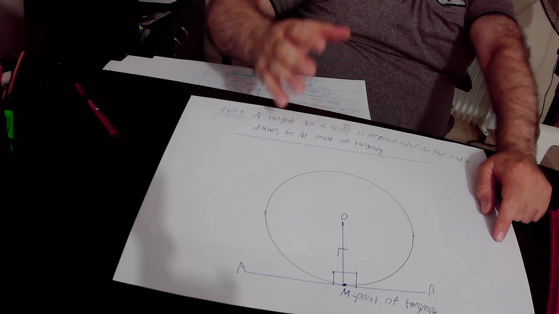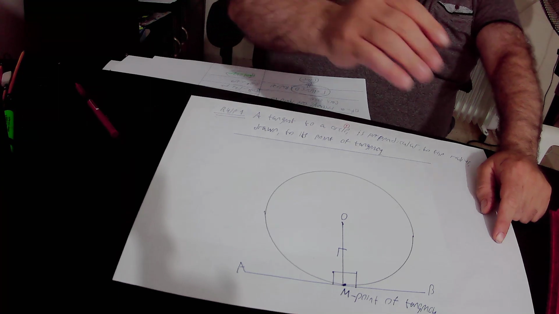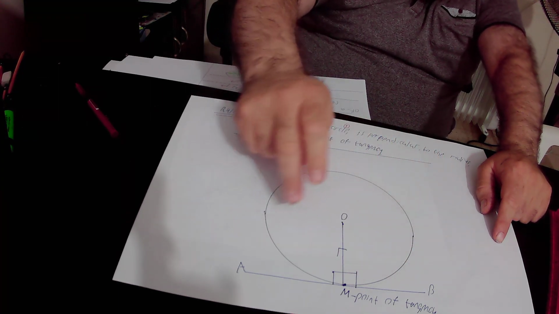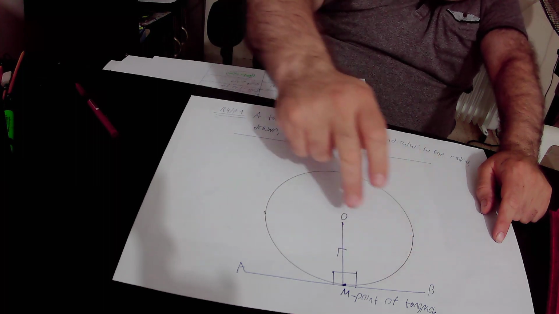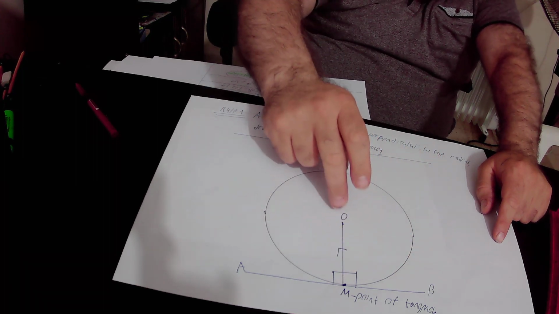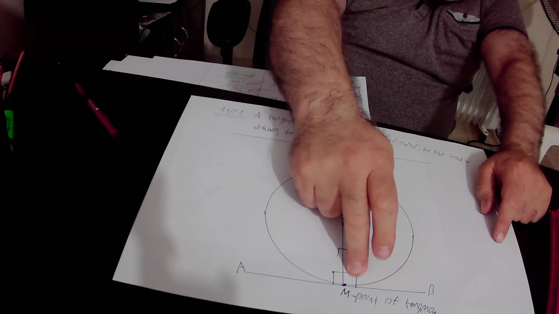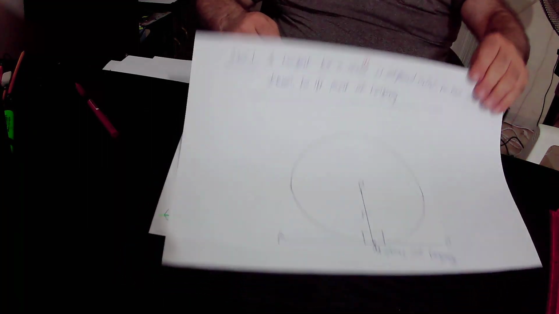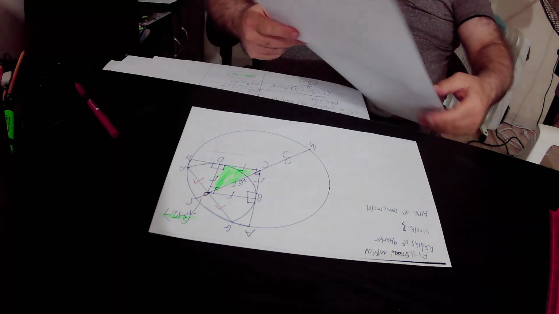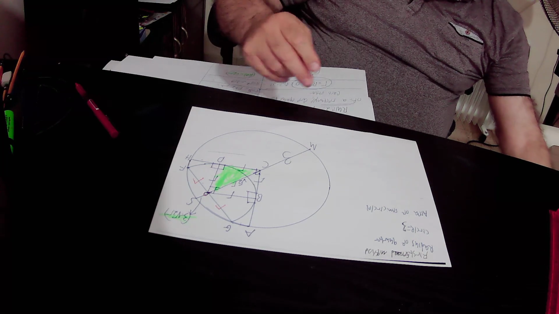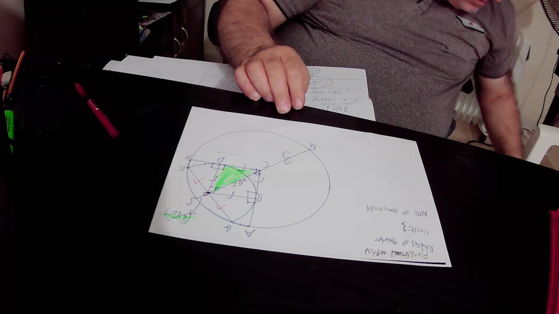So whenever you have a radius drawn to the point of tangency, the tangent will be perpendicular to that radius. In this case, tangent AB will be perpendicular to the radius MO. That is to say, this angle equals 90 degrees, and this angle will also equal 90 degrees. Okay? We implemented rule number 1 in our drawing.